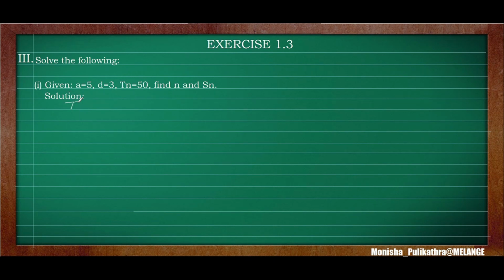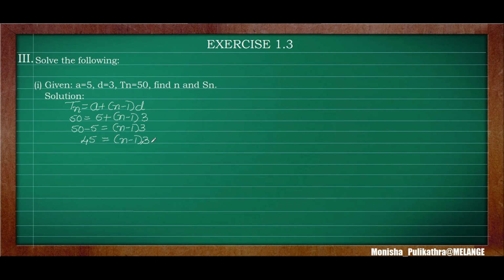First we need to write the Tn formula. Tn is equal to A plus n minus 1 into D, because we need to find n, the number of terms. Here Tn is given, that is 50, is equal to A, which is 5, plus n minus 1, we need to find n, and D is 3. First I will shift this plus 5 to the left hand side. It will become minus 5 is equal to n minus 1 into 3. 50 minus 5 is 45 is equal to n minus 1 into 3.